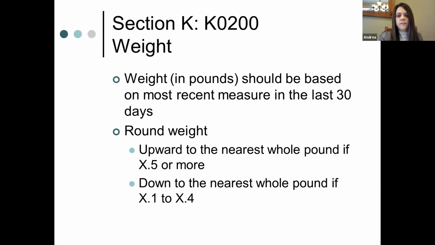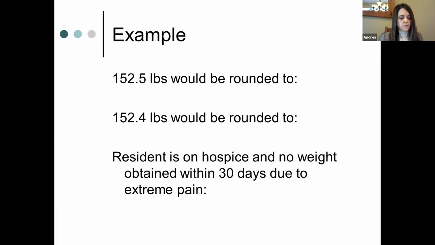So we are going to round again to the nearest whole pound. Round up if the weight is 0.5 or more, or round down if it is 0.4 or less. So a weight of 152.5 would be rounded to 153. A weight of 152.4 would be rounded to 152. And if a resident is on hospice and no weight was obtained in 30 days due to extreme pain, you would code a dash.